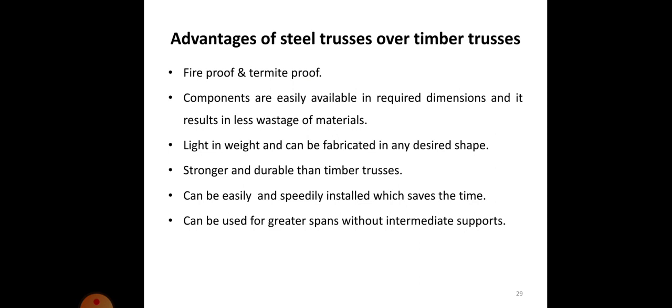Timber has a disadvantage that it can lead to decay and decomposition when it is in contact with moisture, whereas steel trusses have an advantage over the timber trusses in that they are stronger and durable, and can be easily installed, and thus save enough time. They are also used for greater spans. Timber trusses cannot be used for greater spans without providing intermediate support, whereas steel trusses can be provided for greater spans with no intermediate supports.